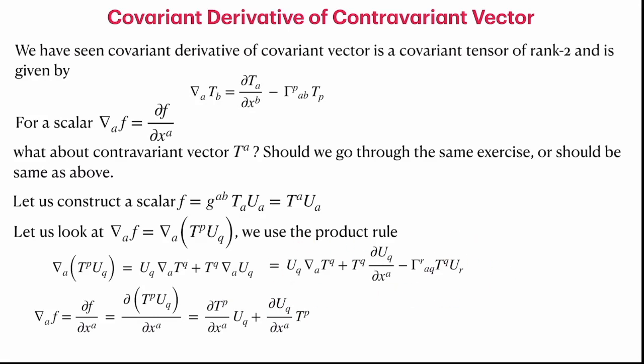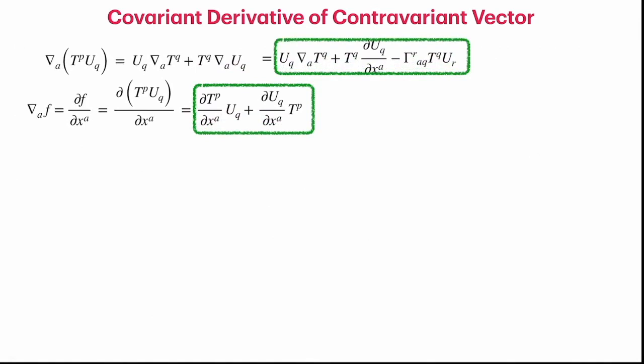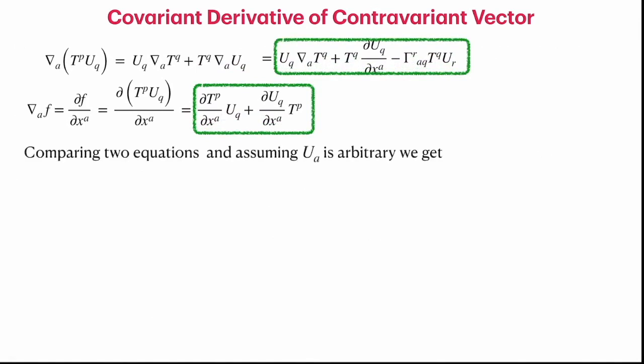Now we compare these two equations and we can come to the conclusion of what we want. So simply compare them and get rid of all the common terms. In addition, this property should be true for arbitrary vectors, both T and U. So let's assume U is an arbitrary vector and simply get rid of it as we have done earlier, and then we end up with the definition for the covariant differential of a contravariant vector. Note the sign. The sign changes from the covariant vector to the contravariant vector.